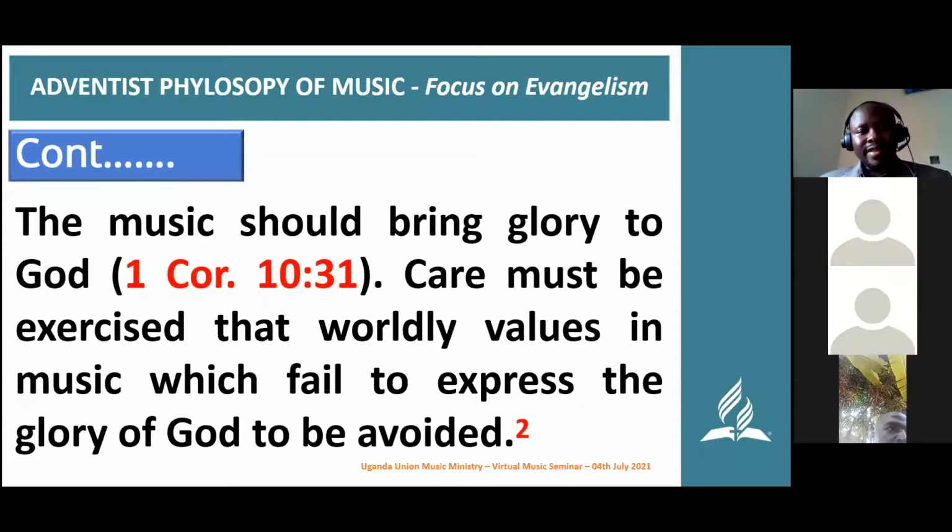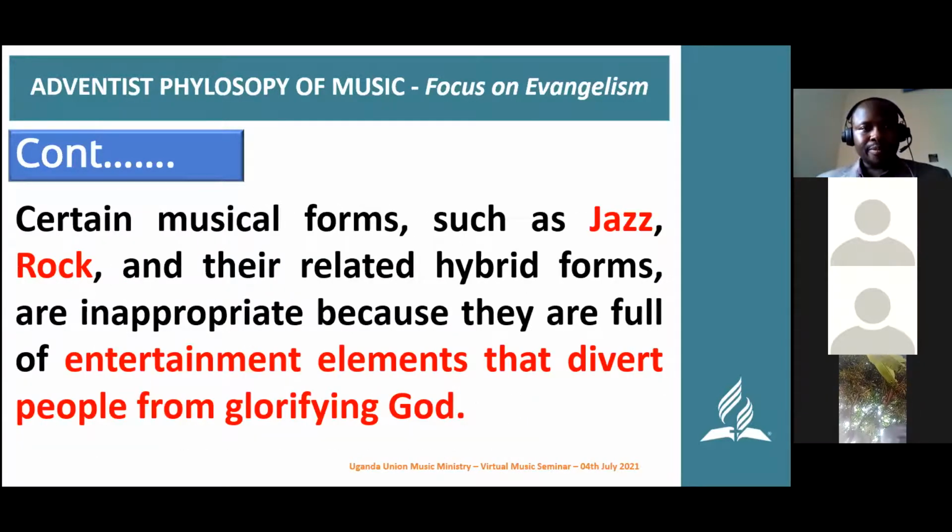The worldly values in music, which fail to express the glory of God, are avoided at all times. Choir leaders, please ensure that not only the words, because you say the words, the message is okay, but then the instruments used and the arrangement of the music can completely produce poison or distort the message, and we will not be able to achieve the desired outcome.